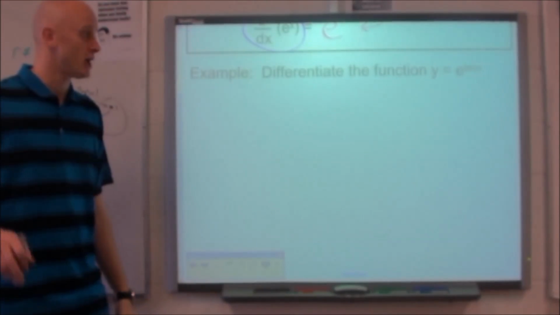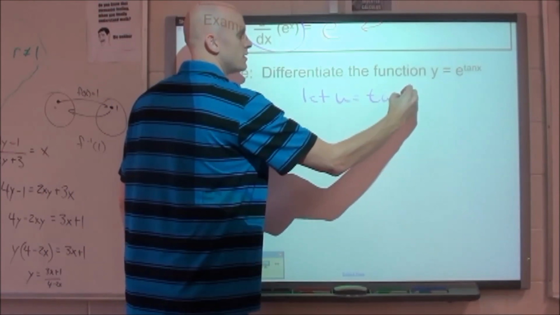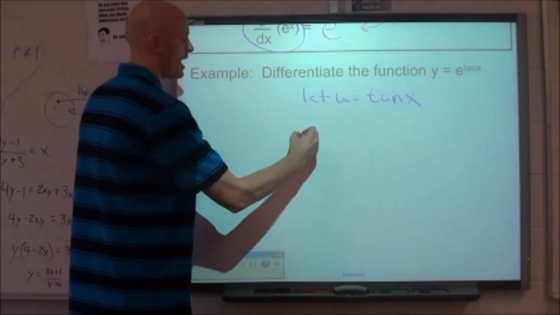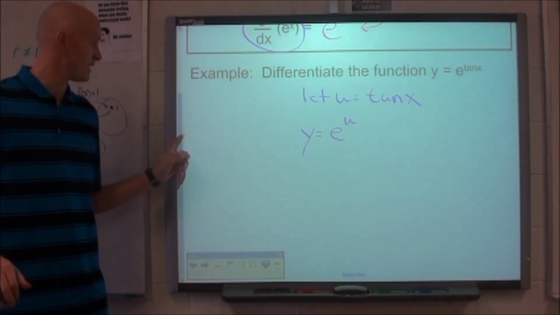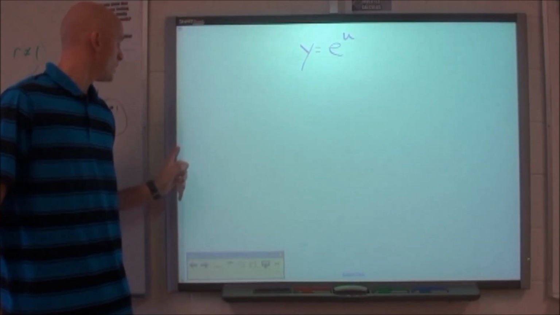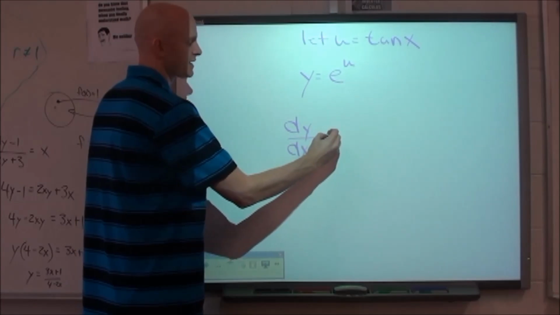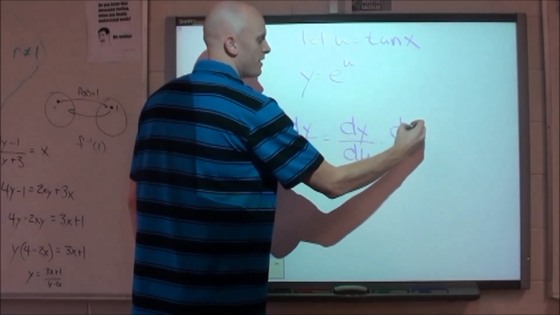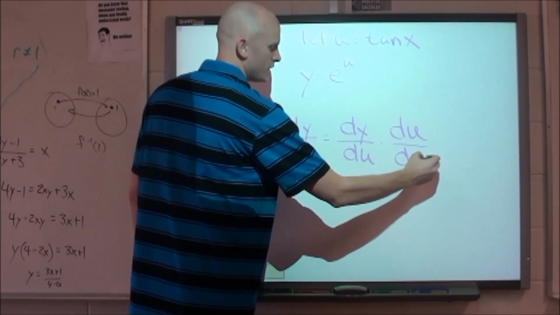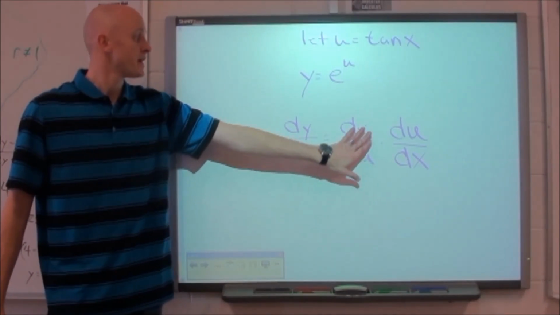So remembering what the chain rule is, if I let u equal tangent x, then y is equal to e to the u. Now differentiating this, we have the chain rule. Going ahead and differentiating, we can see that the derivative of y with respect to x is equal to the derivative of y with respect to u multiplied by the derivative of u with respect to x. That's the chain rule, Leibniz notation.